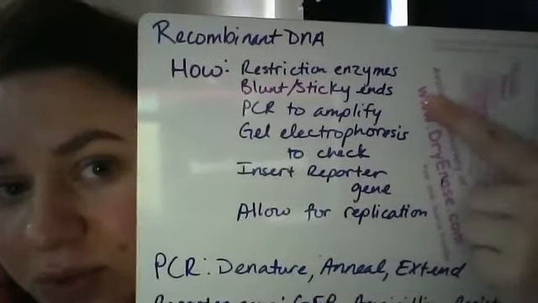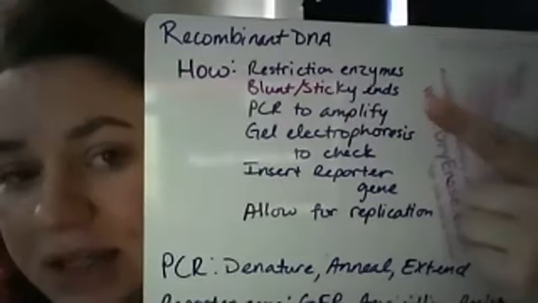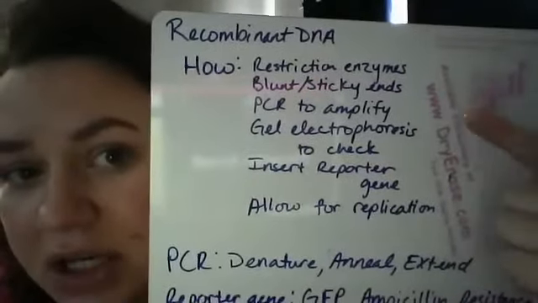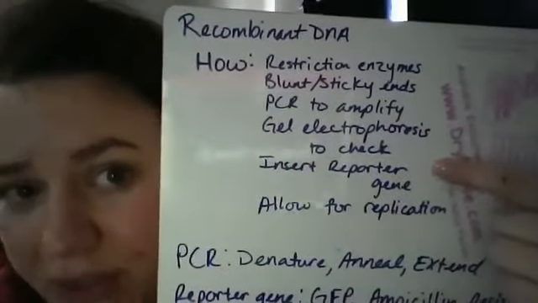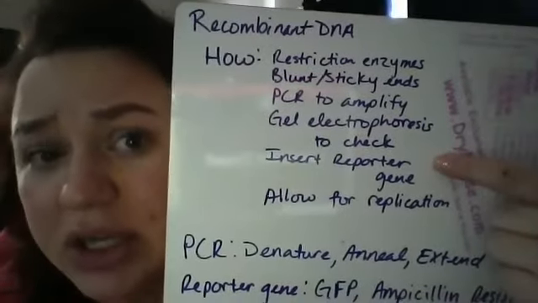All right, so again, how do you make recombinant DNA? Use the restriction enzymes, create the cuts, amplify with PCR, go through gel electrophoresis to check that it was cut, insert a reporter gene, and then allow for replication, okay? Now, that reporter gene and stuff like that, let's talk about that for just a quick sec.